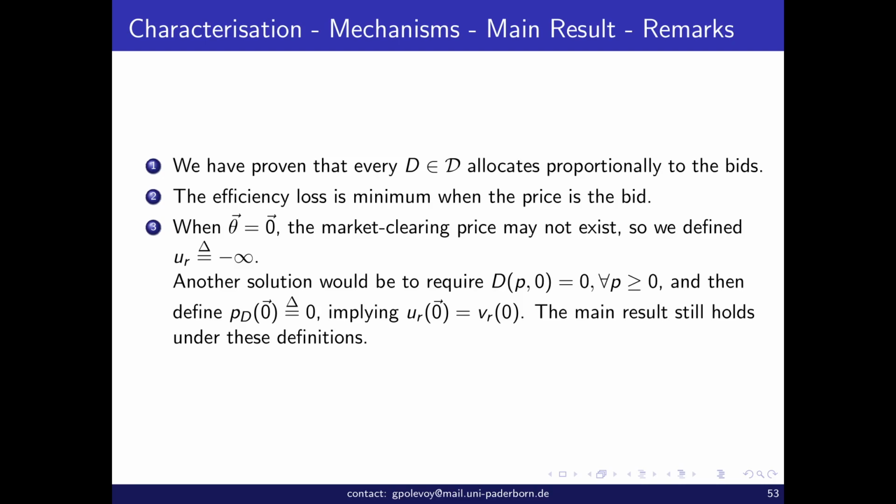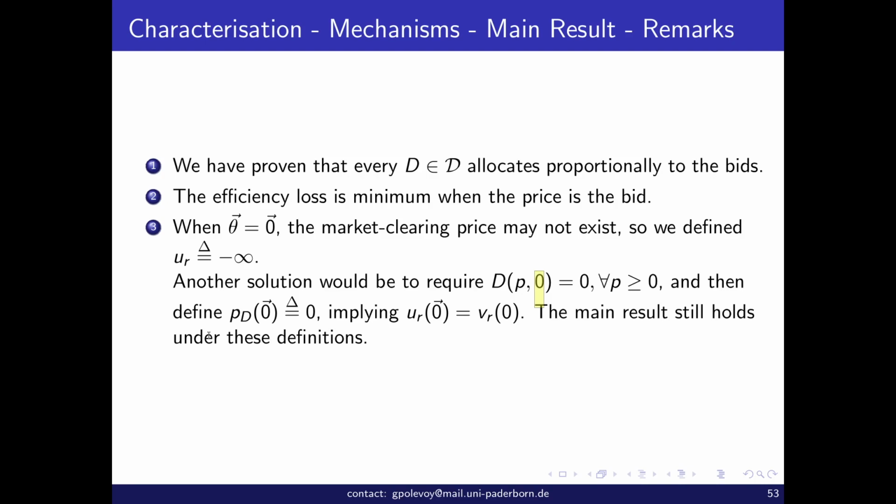Now, when the vector theta is 0, the market clearing price may not exist, as we said. We just define the utility of the user as minus infinity. But another solution, as we already saw, would be to simply say that anyhow the share you get is 0 if you bid 0. Excuse me, if you bid 0, you get share 0. If you bid 0, don't care what the others do. As long as you bid 0, you get 0.